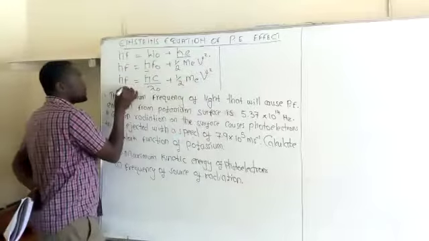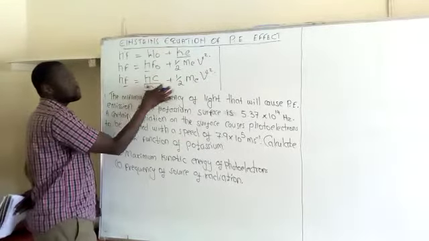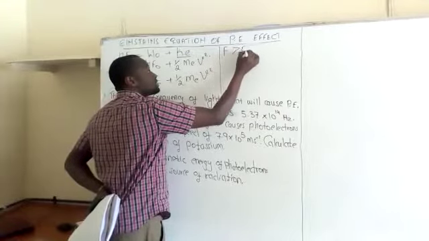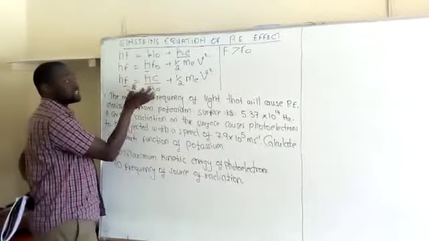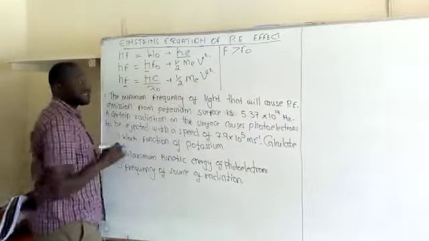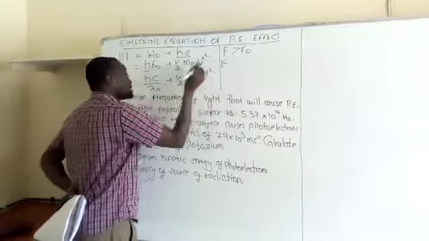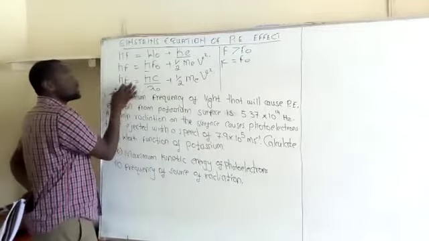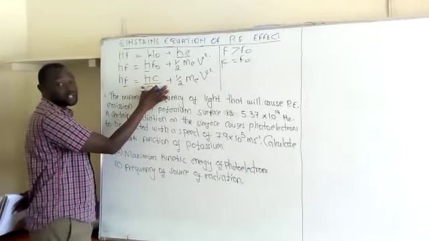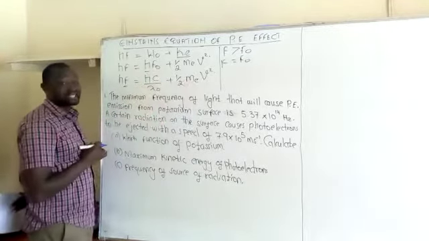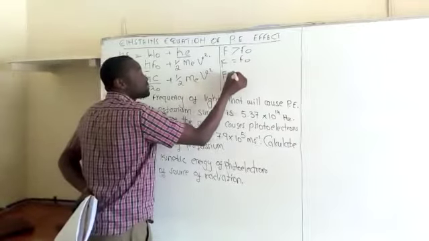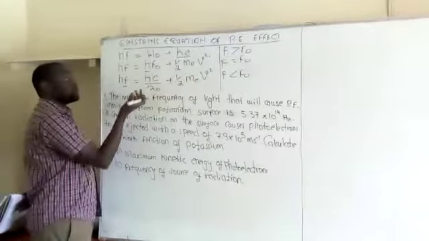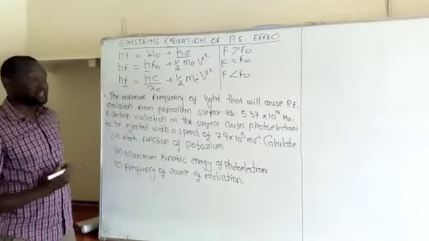Remember that for this radiation to give us these two energies, its frequency must be greater than the threshold frequency. In that case, it will give us both work function and kinetic energy. If this frequency is equal to the threshold frequency, then it will only give us the work function, but you're not going to get the kinetic energy. And if this frequency is less than the threshold frequency, then you're not going to get anything, because the energy will be less than the work function.